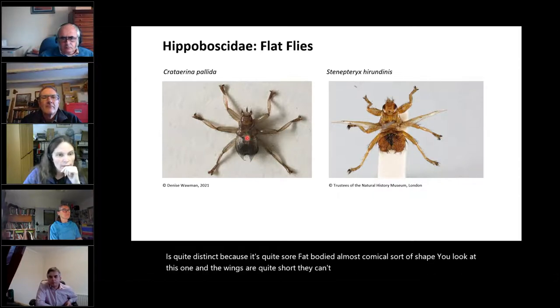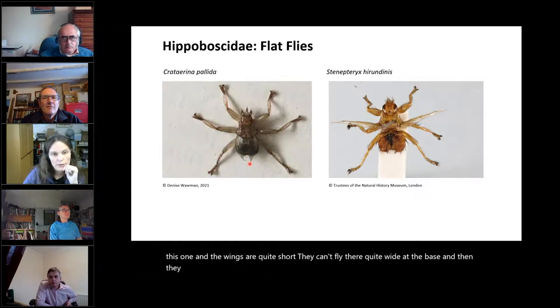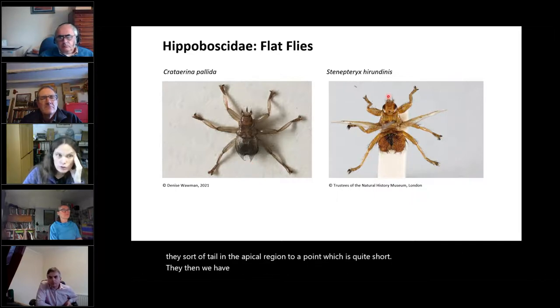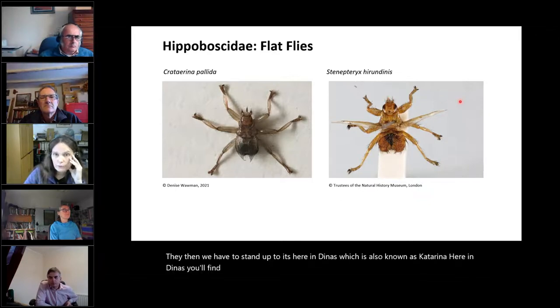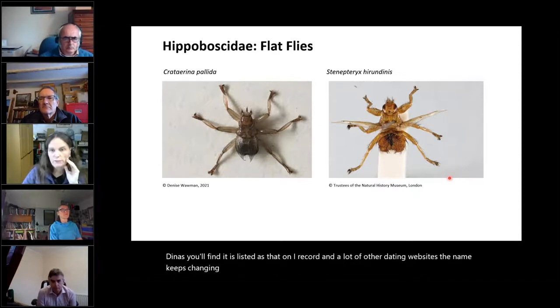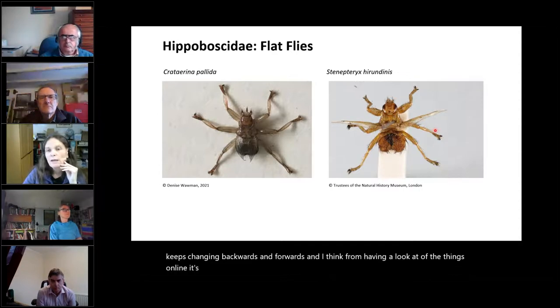They're quite wide at the base, and then they tail in the apical region to a point, which is quite short. Then we have Crataerina hirundinis, which is also known as Stenepteryx hirundinis. You'll find it listed as that on iRecord and a lot of other data websites. The name keeps changing backwards and forwards, and I think from having a look at some of the things online, it's probably heading back again.